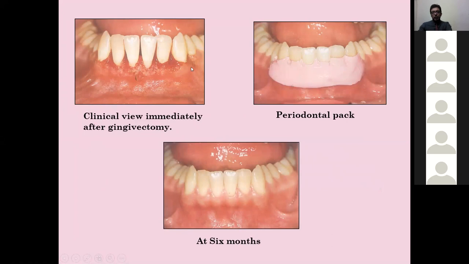Right? Now I guess you can understand that when we are doing gingivectomy, you can see the clear wound. This is what I'm talking about, a gross wound. It's an open wound. It bleeds, right? So this type of wound has a habit of bleeding because it's an open wound. You need to do that, and then you have to give a periodontal pack, and then at 6 months, this is how the patient is.